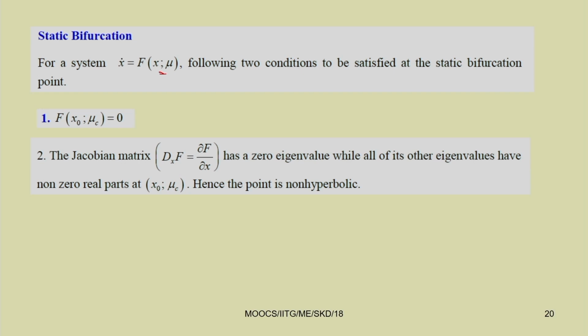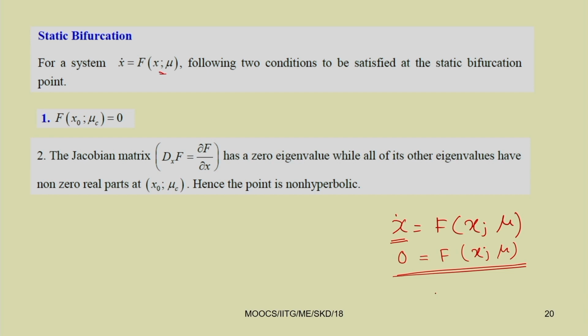If we have an equation x dot equal to f of x; mu, x is the variable and mu is the parameter. For the steady state, or equilibrium position, or fixed point, this x dot must be equal to 0. By equating x dot equal to 0, we can get all the fixed point responses. After getting them, we can study whether the fixed point is stable or unstable, or whether there are some bifurcation points also.